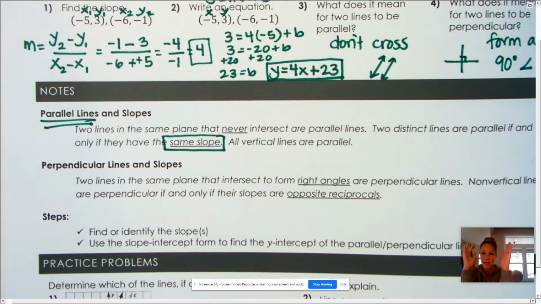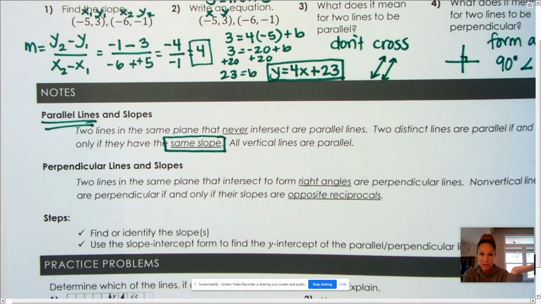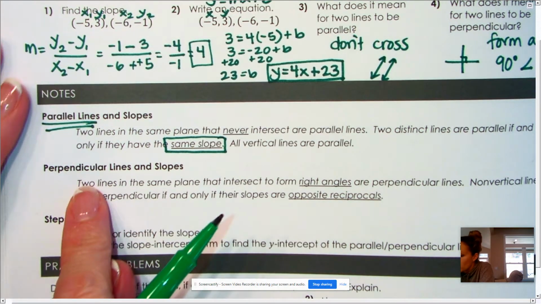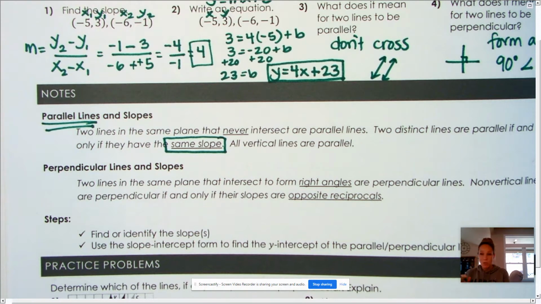And then if any lines are vertical, they're all going to be parallel to each other. Or if they're horizontal, they'll all be parallel to each other. Most of the time, though, we'll have these kind of diagonal lines that we've been looking at.